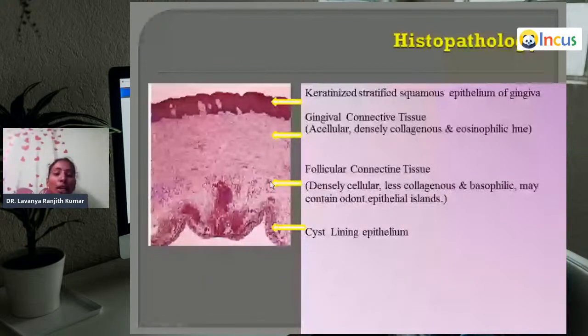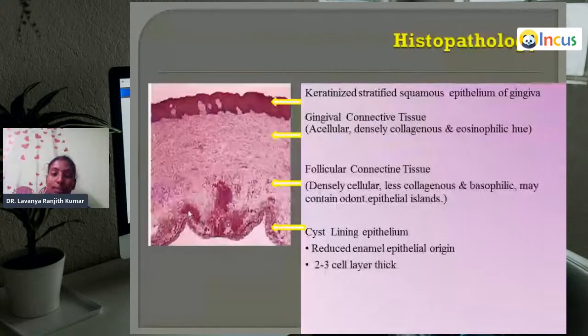Coming to the follicular connective tissue, see, the cystic lining is there. Under this we have the tooth. The cystic lining may be of odontogenic epithelial lining or reduced enamel epithelial lining. The connective tissue component is densely cellular, whereas the gingiva is acellular. It is less collagenous, showing a basophilic bluish tinge, which contains a few odontogenic epithelial islands here and there in the connective tissue stroma. So this is the difference, and this is the histological feature.